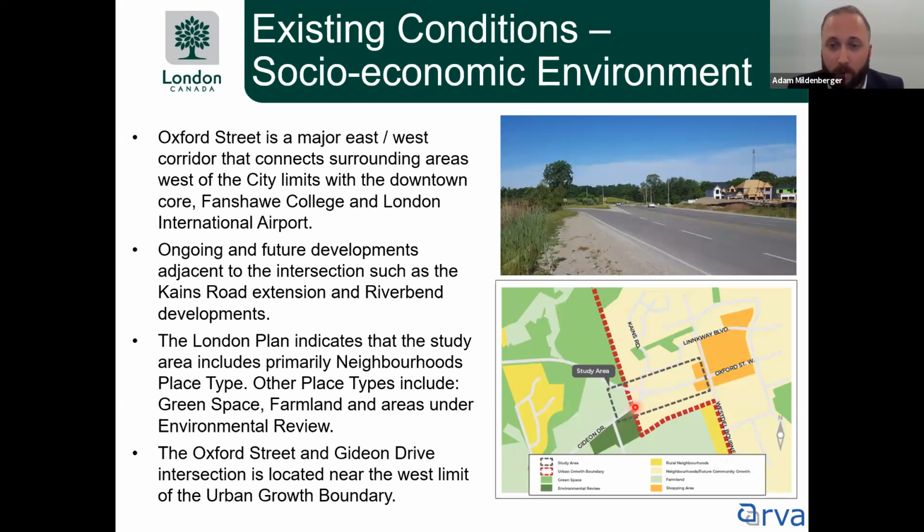For example, with the intersection being right here where my laser pointer is, this red dashed line represents the urban growth boundary. So the intersection is within the city's urban growth boundary. The yellow shaded area surrounding the intersection is considered neighborhood or future community growth. And then we also have some green areas that fall outside of the urban growth boundary to the west of the intersection, which consists of green space and lands for environmental review and farmland as well.